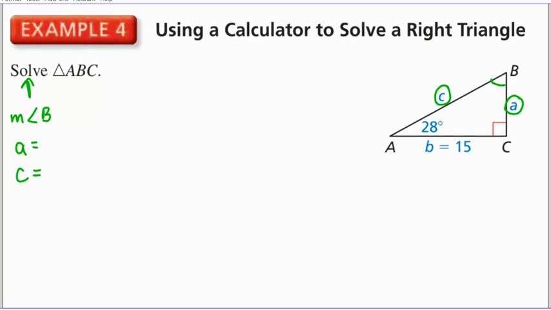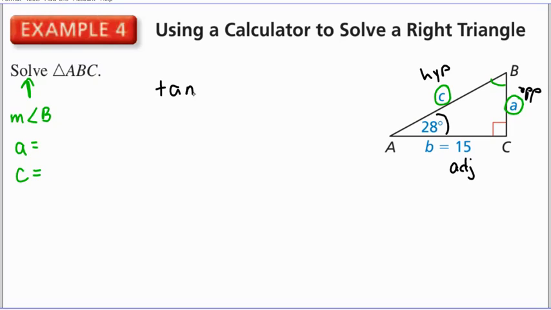So in order to do that, I'm going to use this 28-degree angle, and this side right here is going to be the adjacent, okay? This would be the hypotenuse. This would be the opposite. I could do adjacent over hypotenuse and do 15 over c, and that's going to be the cosine of 28 degrees. Or I can do opposite over adjacent, which is tangent, and do tangent of 28 degrees is a over 15. I'm going to go ahead and use tangent.